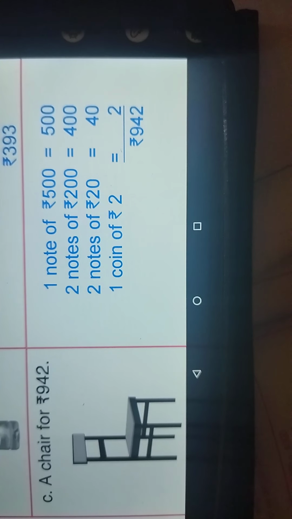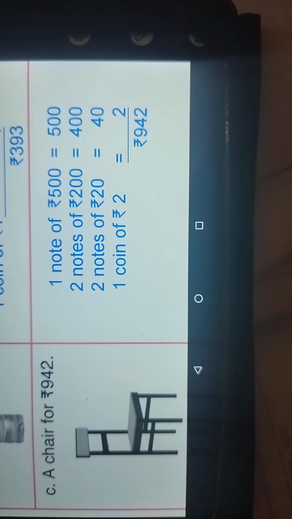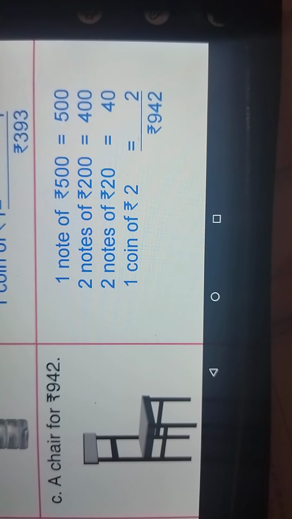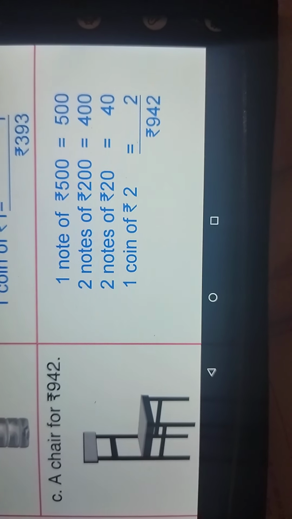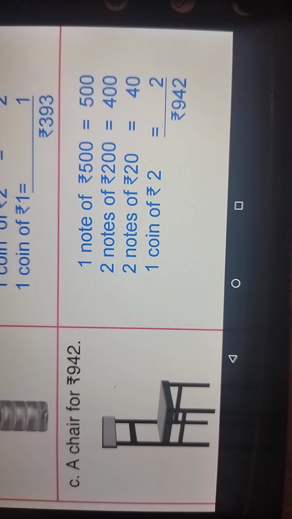Now students, your homework is that you have to complete worksheet number 3 and worksheet number 2. Complete it and send it to me before 3 o'clock. Send it to me in the WhatsApp group. I hope so students your work is complete.